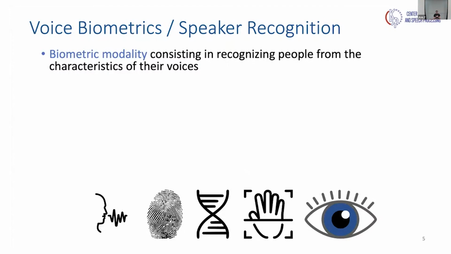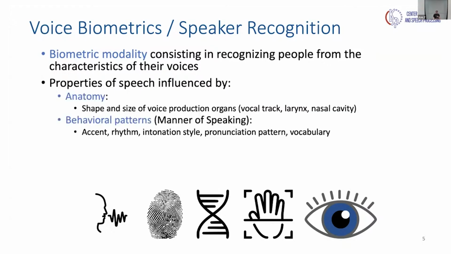You can detect Parkinson's, you can detect dementia, other types of pathologies using speech. So in this tutorial, as I said, we are going to talk about voice biometrics, also called speaker recognition. Basically, speaker recognition is a biometric modality consisting of recognizing people from the characteristics of their voices. Why can we do that? It's because our speech is influenced by two factors. First, the anatomy of the individual, basically the shape and size of the voice production organs, like the vocal tract, larynx, and nasal cavity. It changes the resonant frequencies of our speech, and that allows us to differentiate one person from others. Also, there are behavioral patterns that we call the manner of speaking.